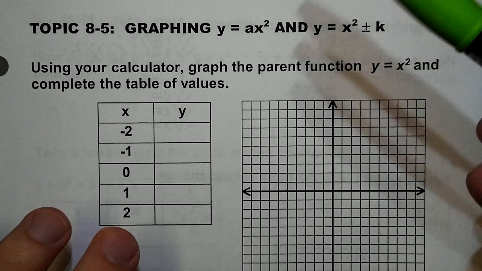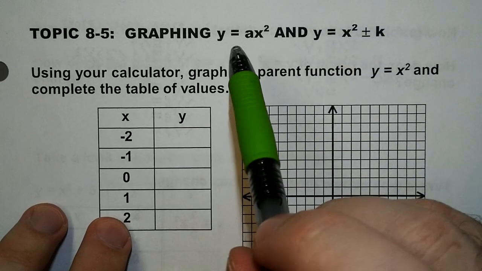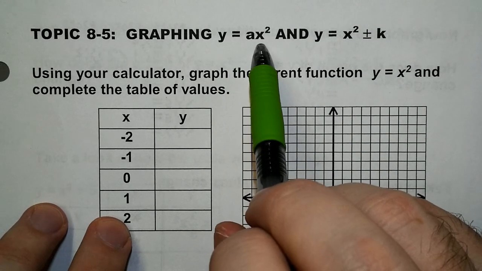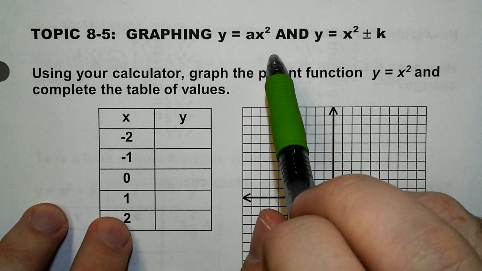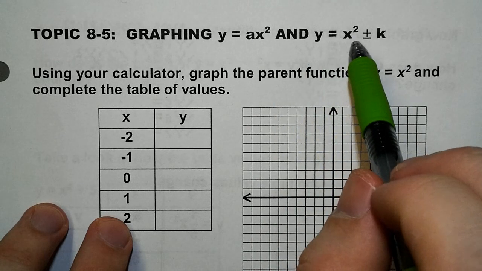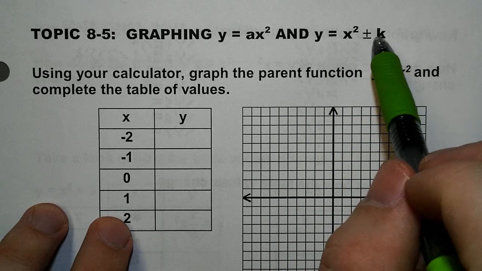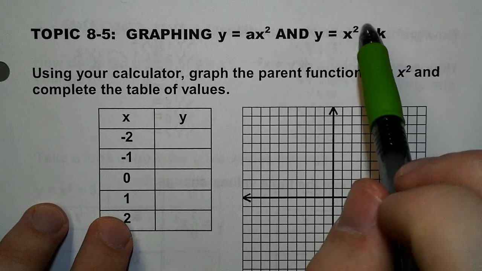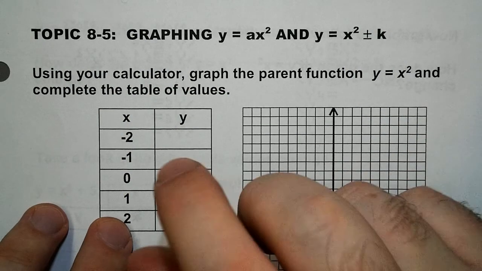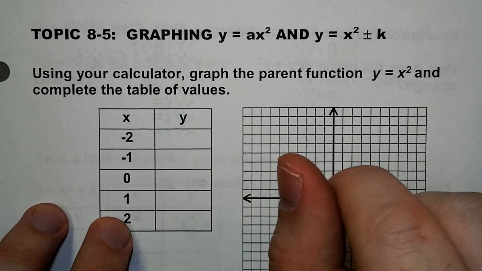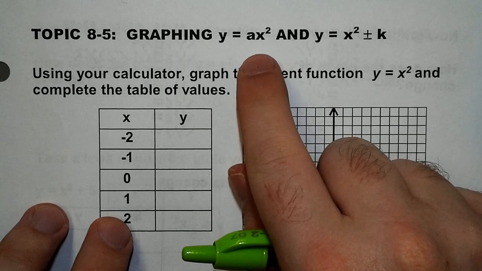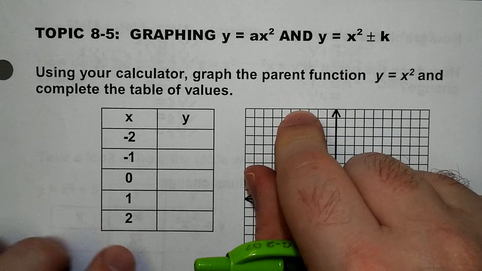Morning class. Today's video we're going to go over graphing y equals ax squared, which is actually the parent function for a quadratic, and y equals x squared plus or minus k, which is going to be adjusting the y value. So the whole point is for us to see the changes that will happen to a quadratic when we start to do a few adjustments.